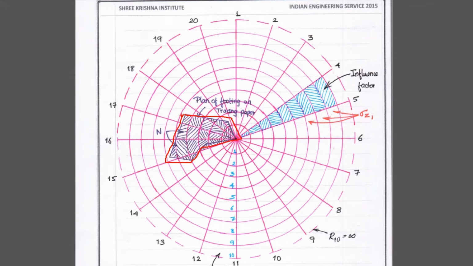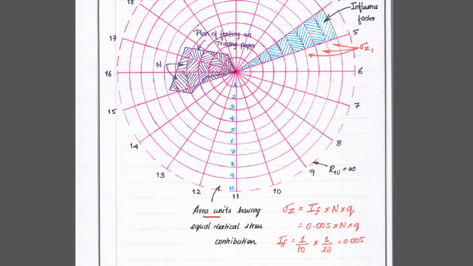From the chart we can find out the vertical stress of the footing. Each area has equal vertical stress contribution, so each area has equal stress. Then the vertical stress is found by using the formula sigma z equal to IF into n into q. The influence factor we already know is 1 by 10 into 1 by 20, that is 0.005, into the n value and q value.